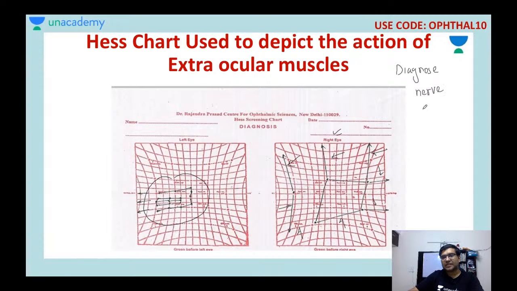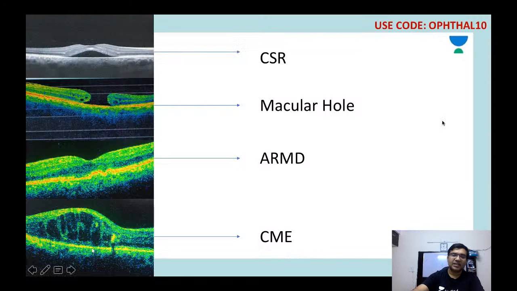So it can tell us about the diagnosis of nerve palsy, and it can also tell us how much the patient has recovered from this also. So this is the basic advantage of having the Hess chart. The last option is the OCT. We have basically discussed the OCT pictures. In this slide, I am basically putting all of them in one slide so that you can understand the various OCT images.